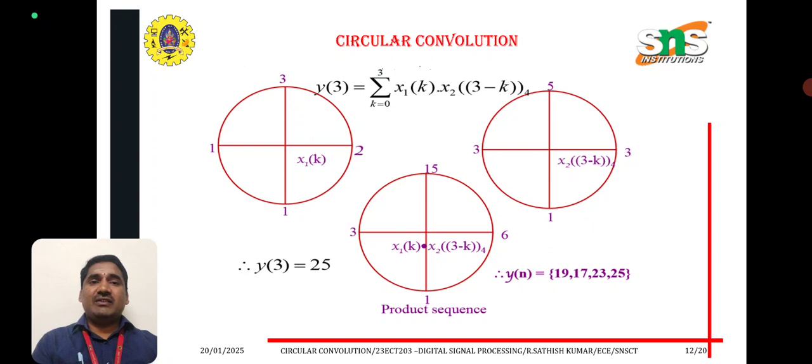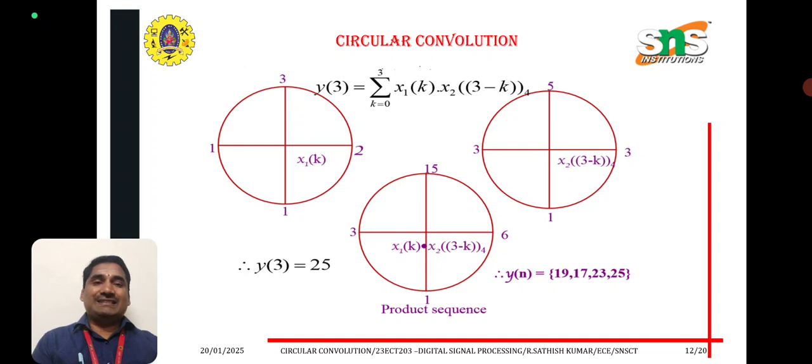Similarly, y of 3 is equal to summation k is equal to 0 to 3 x1 of k into x2 of 3 minus k. x1 of k is already done. 3 minus k means the sequence is shifted by one position in the anti-clockwise direction. Therefore, y of 3 is equal to 2 into 3, 6, 3 into 5, 15, 1 into 3, 3, 1 into 1, 1.